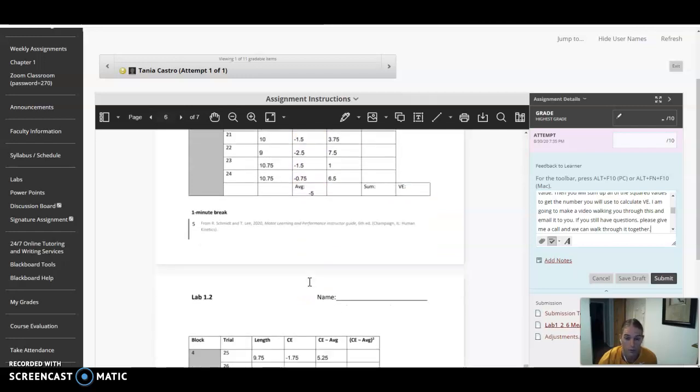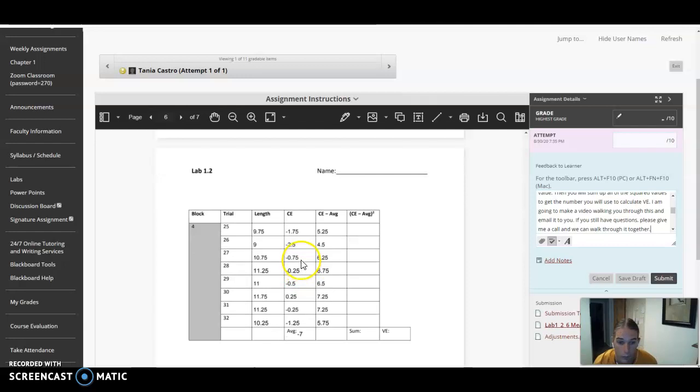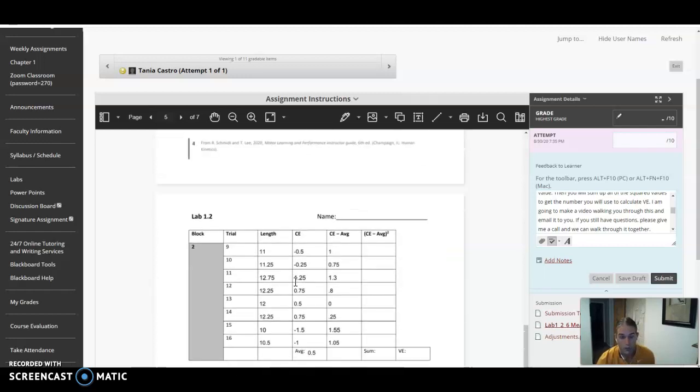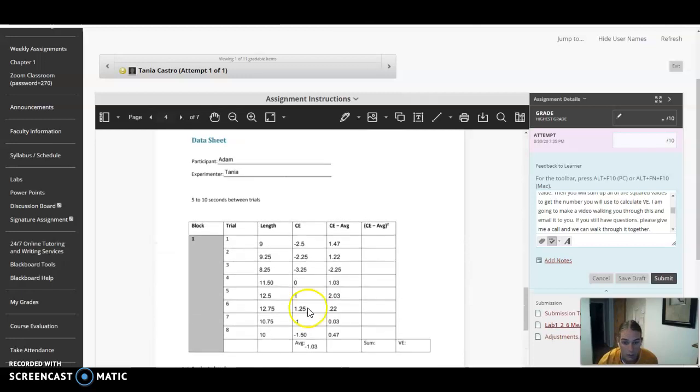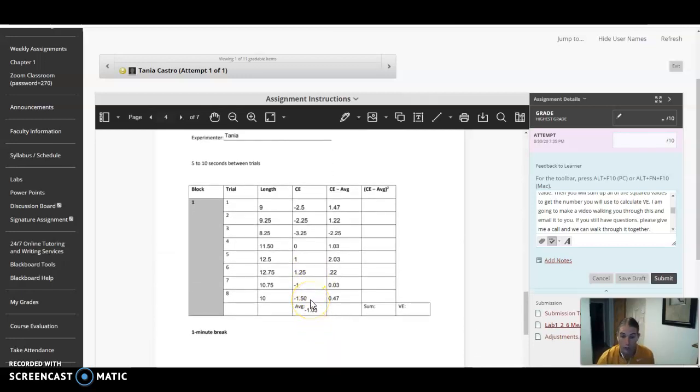5 is very high. You did the same thing in block 4 as well. I don't know where you got the -7, but you're going to add up all these numbers and divide by 8, and that'll give you your average. Once you have some good averages, and your averages look good here in blocks 1 and 2, so make sure you go make those changes for blocks 3 and 4. What you're going to do is take each CE value and subtract the average. So here you're going to go -2.5, and you're going to subtract a -1.03.